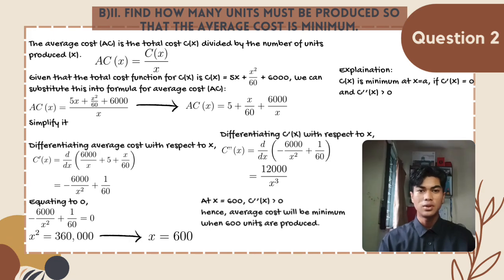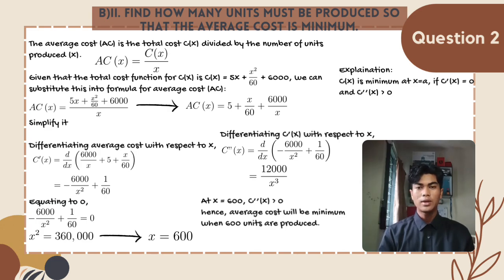Then we substitute the given mathematical expression for C(x) into the formula, resulting in C̄(x) equal to x to the power of 2 divided by 60 plus 5x plus 6,000. And then we just divide the mathematical expression by x due to the average cost formula. Next, we find the first derivative of the average cost function, which is C̄'(x) equal to 1 over 60 minus 6,000 over x to the power of 2.